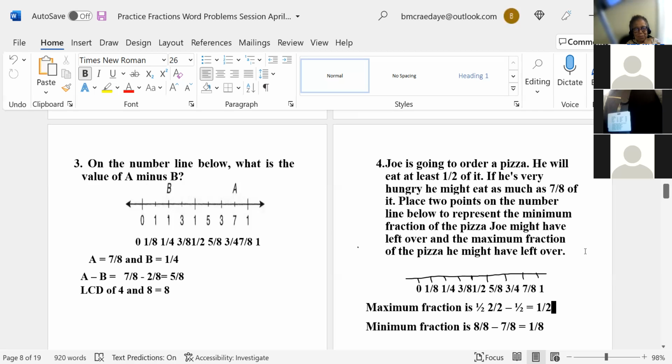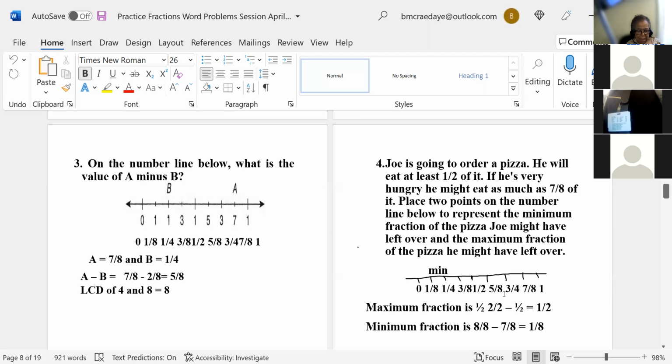Please do it again, miss. Yeah, it said place 2 points on the number line. So at the 1/8, say like here, you put a point there, and this is minimum, right? Even if you put a point, you've got to say minimum. So you put a dot there and say minimum, and then the 1/2 is right here.